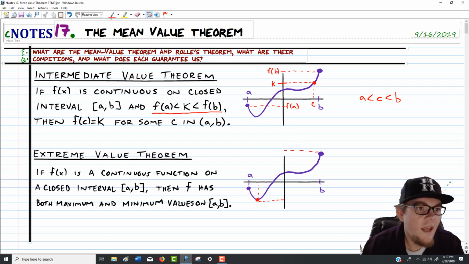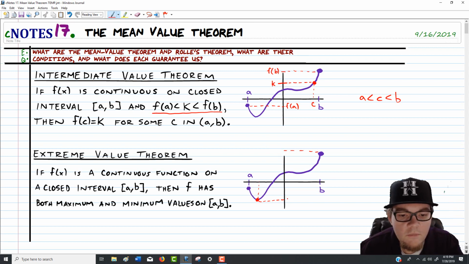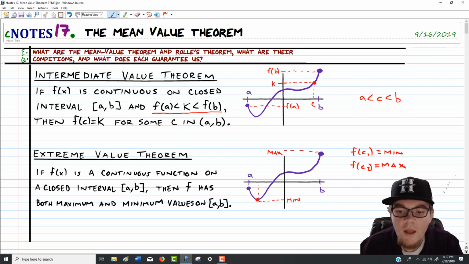So there is a highest and there is a lowest value. There is our min value, there is our max value. In fact, you could even say something like f of c1 would have to equal the minimum value, and f of c2 would have to equal the maximum value, and both c1 and c2 would be inside the interval from a to b. And in this case, we guarantee it over a closed interval because it's always possible that our high or low points could be at one of the endpoints. So that is the extreme value theorem.